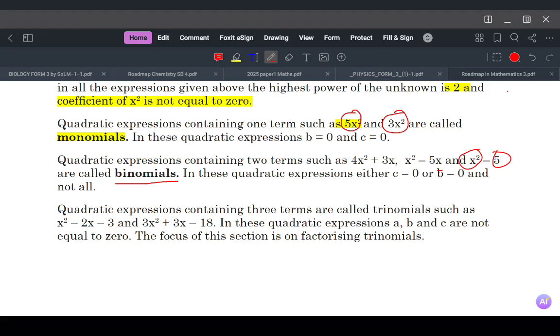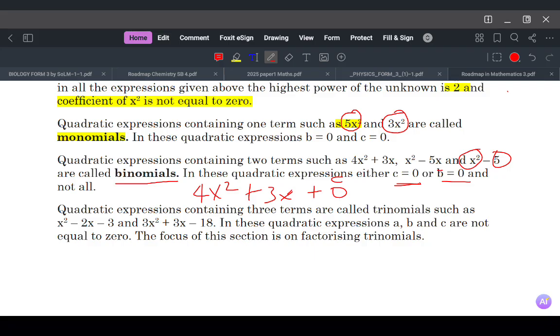So in these expressions, you see that c is 0, or b is 0. For example, if you consider 4x squared plus 3x, notice that there's no number here. It means the c is 0.